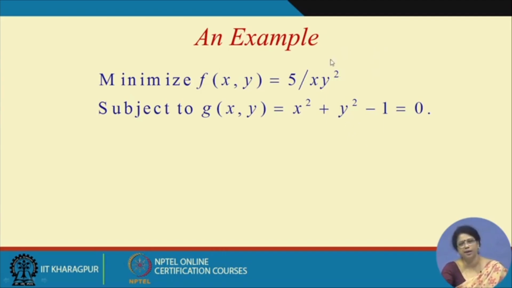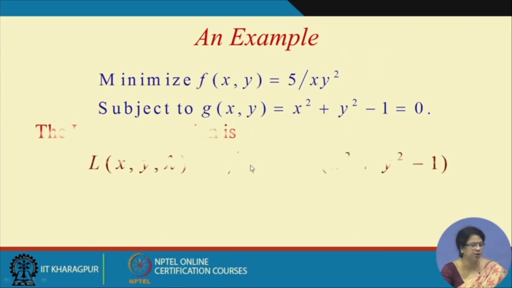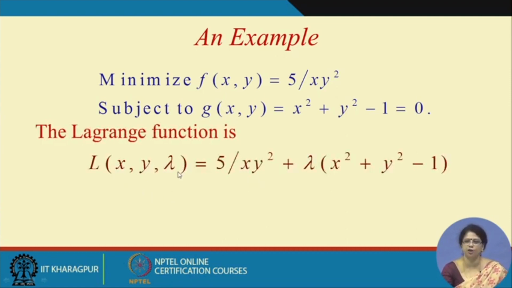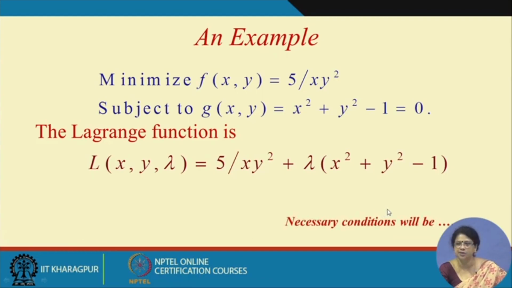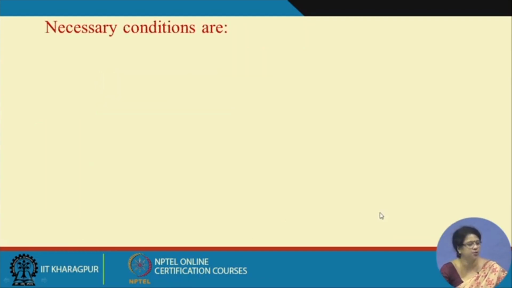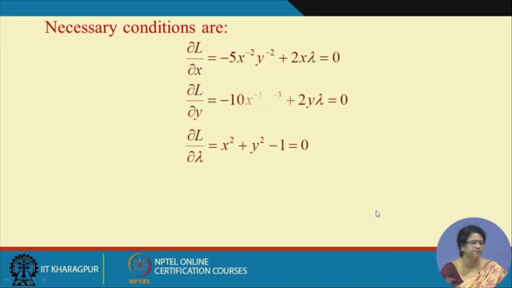Now, for this problem let us apply the Lagrange multiplier method. Let us formulate the Lagrange function after introducing the Lagrange multiplier. Since there is only one constraint, we are introducing one Lagrange multiplier. If we have two constraints, we will introduce two Lagrange multipliers. Now we can go for the necessary conditions, just do the calculations to get them. We will get this.